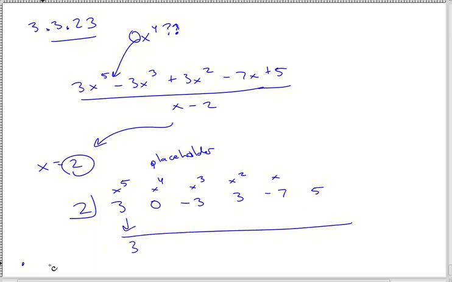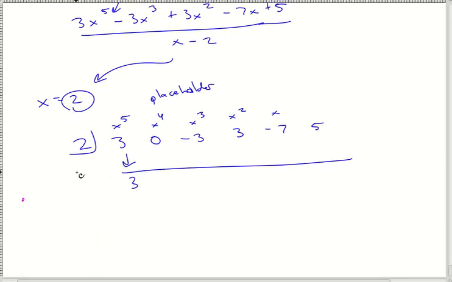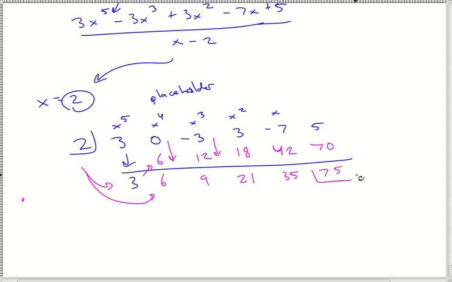Bring down the first term, and here we go. 2 times 3 is 6. 0 plus 6 is 6. 2 times the 6 is 12. 12 minus the 3 is 9. 2 times the 9 is 18. And 18 plus 3 is 21. 2 times 21 is 42. 42 minus the 7, I should probably know that one, is 35. And 2 times 35 is 70, and 70 plus 5 is 75. And that's, again, my remainder.